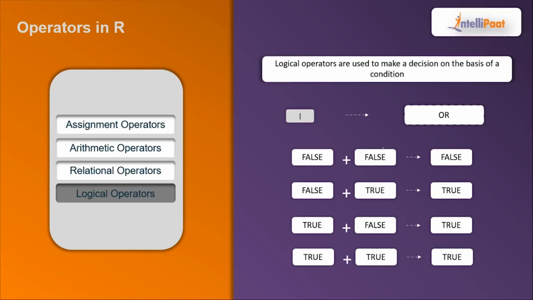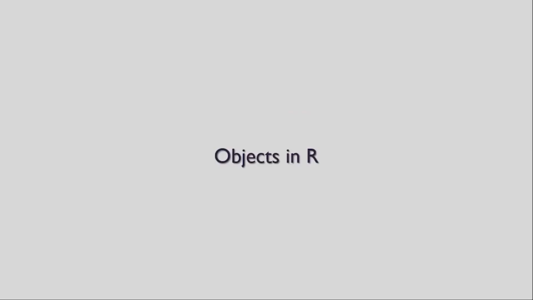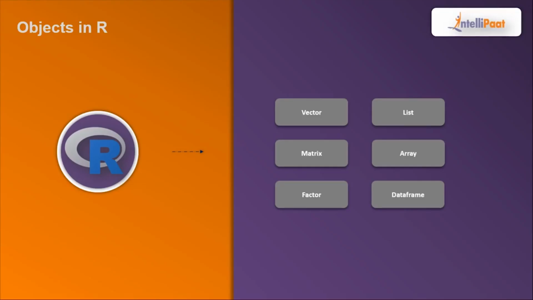Right, so these were some of the operators in R. Now let's go ahead and understand objects. So basically every data element in R is an object. As simple as that, guys. I'm reiterating it. Every single data element is basically an object in R. And these are the 6 most basic used objects in R. So we have a vector, matrix, factor, list, array, and a data frame.